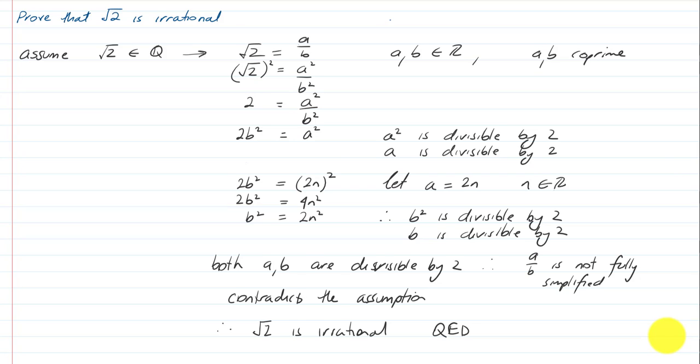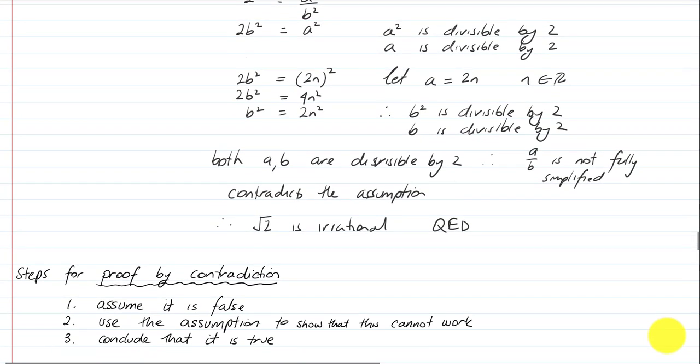So this is a really standard, typical proof, and it's a good example of the process that we follow. So just quickly on that process, steps for proof by contradiction. We assume that the thing we're trying to prove is actually false. Then we use the assumption to show that this cannot work, and then we conclude that it must be true.